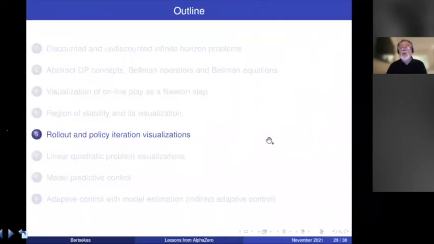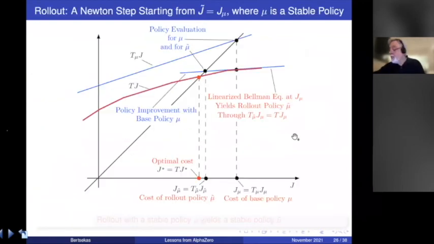So now let me go into rollout and policy iteration and how we visualize them. Okay, now rollout is simply a Newton step starting from J tilde equal to the cost function of a policy. So you have some policy mu, which we call base policy. It has an evaluation, obtained by this intersection point. This is J mu. And then rollout does a Newton step, linearizes here, and this gives you the rollout policy. So that's simply what it is.